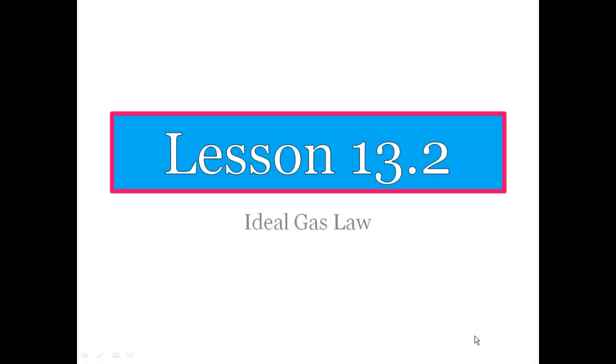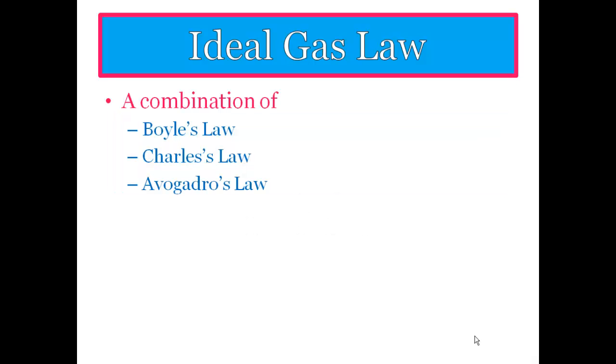All right, this is 13.2, the ideal gas law. The ideal gas law is a combination of Boyle's law, Charles' law, and Avogadro's law. Keep in mind that with those laws you can only change two variables. We talk about pressure, volume, temperature, and the number of moles. You can only change two variables with those. But what happens if we need to change more than two variables?